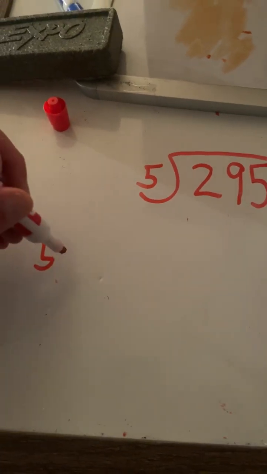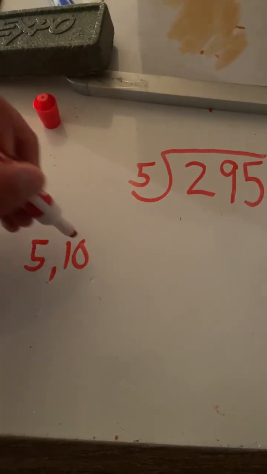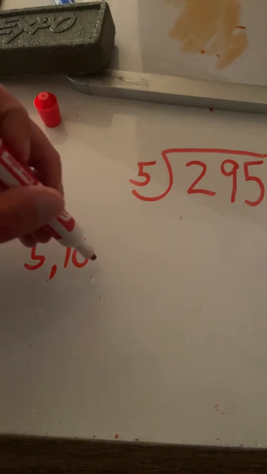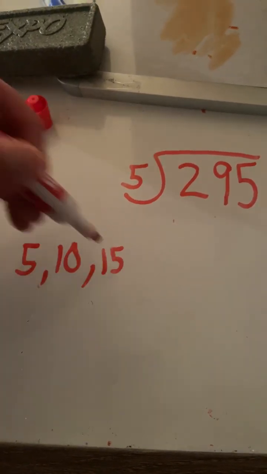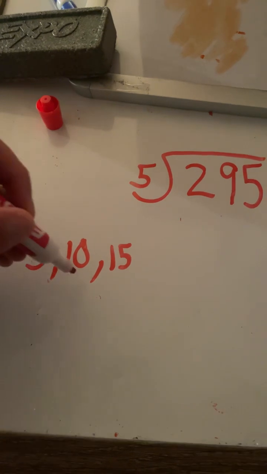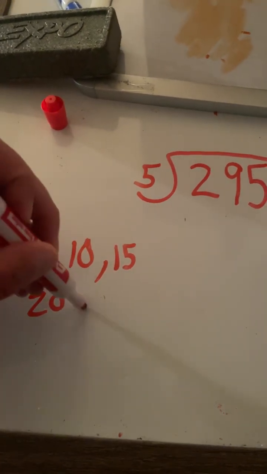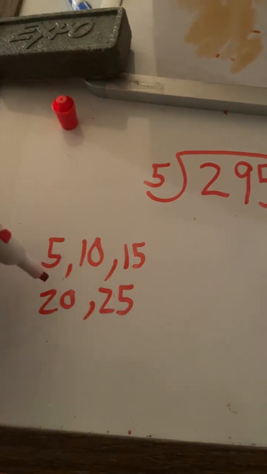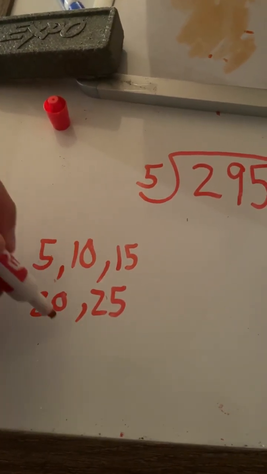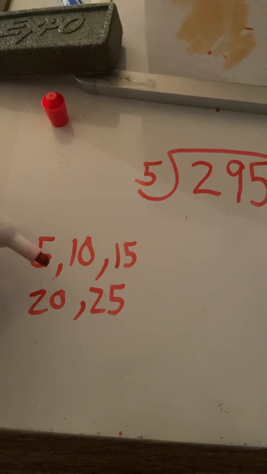5, that's one group of 5. 10, 2 groups of 5. 15, 3 groups of 5. 20, 4 groups of 5. 25, 5 groups of 5. If I count by 5 again, I'll be at 30, which is too far.